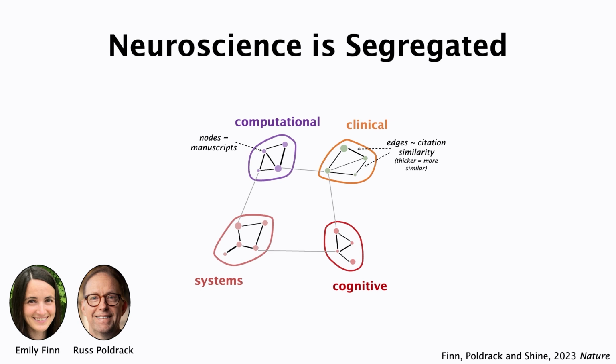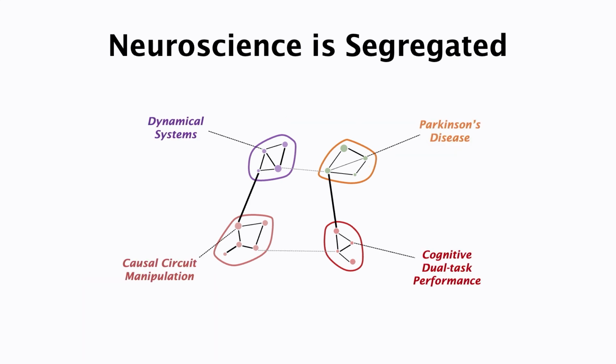I think we've got a real challenge on our hands here as neuroscientists, which is that our field at the moment is completely splintered. It's segregated. It's very, very difficult to have meaningful conversations across these different clusters. The kinds of techniques and tools they use are really fundamentally different.